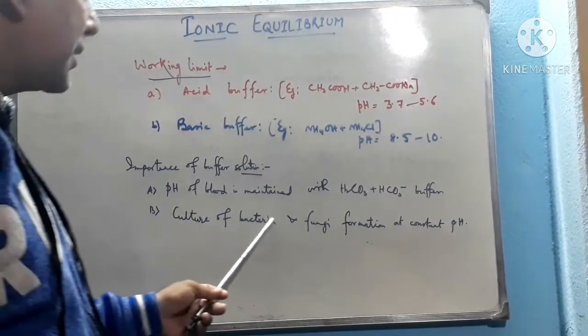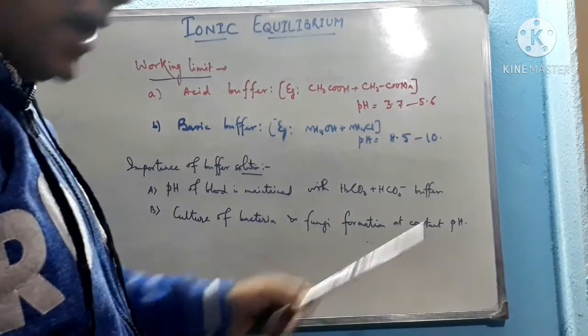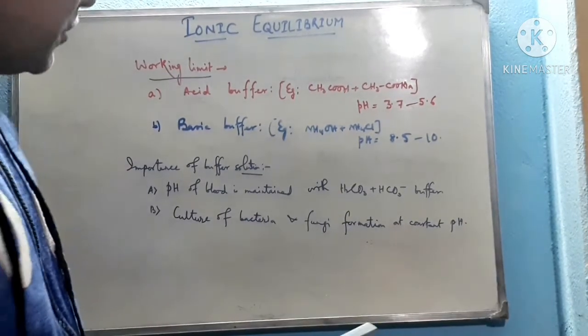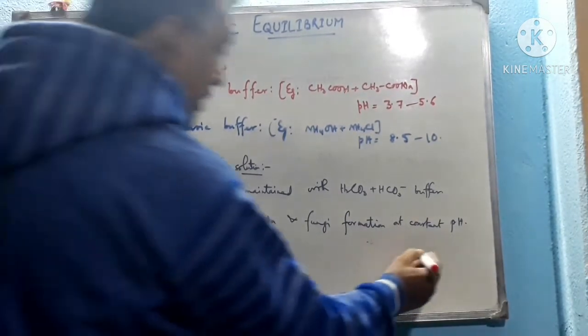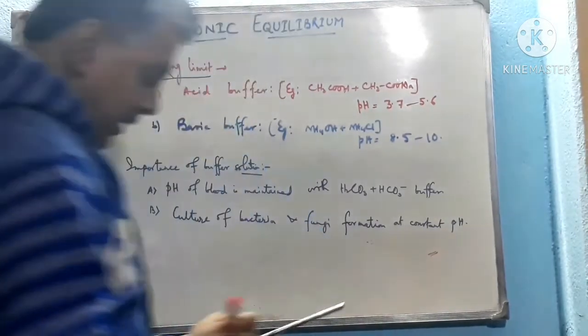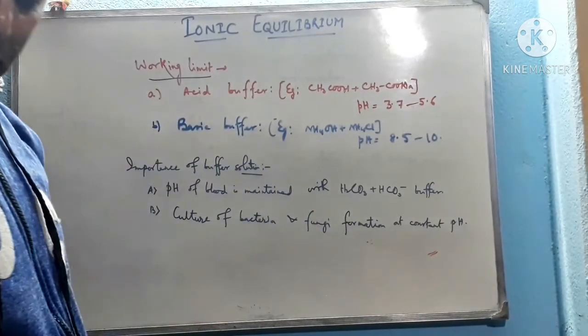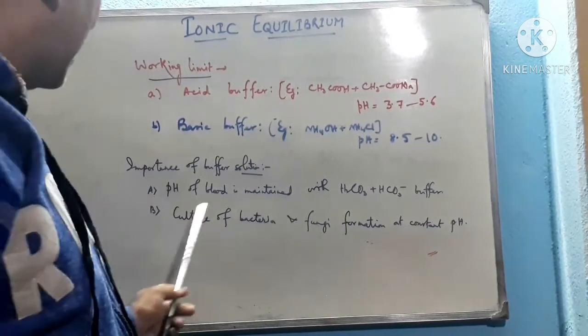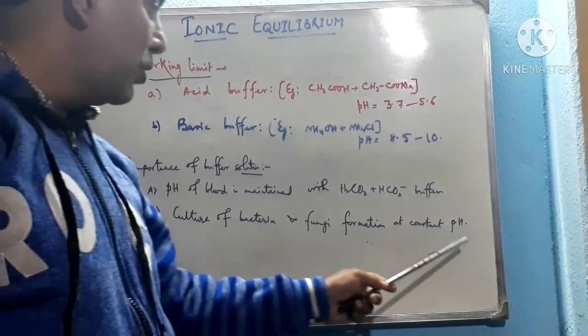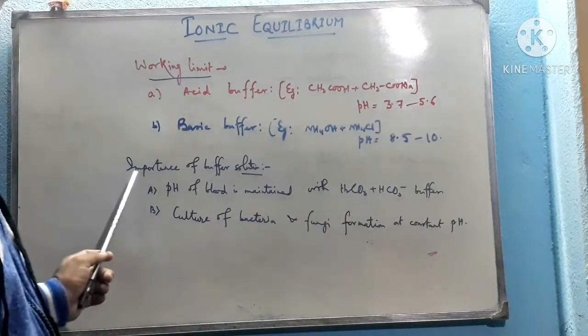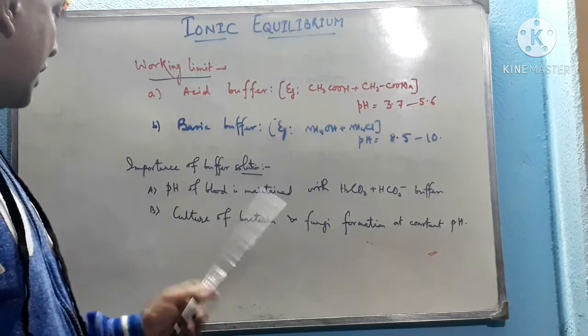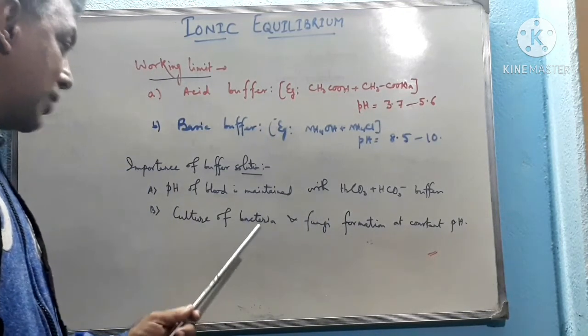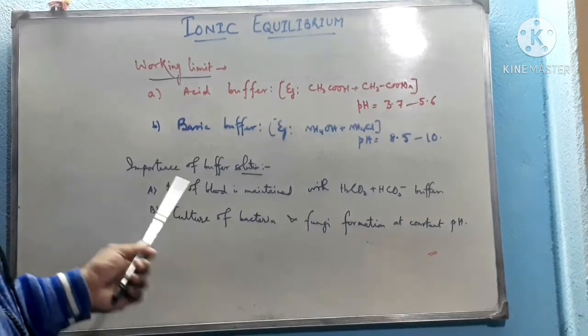And culture of bacteria and fungi formation at constant pH. This is the culture of the bacteria and fungi formation, because it also involves the preparation of alcohol, etc., or formation of different medicines. So this culture of bacteria and fungi formation at constant pH can also be used today in our medicinal purpose, as well as in some alcohol beverage formations.